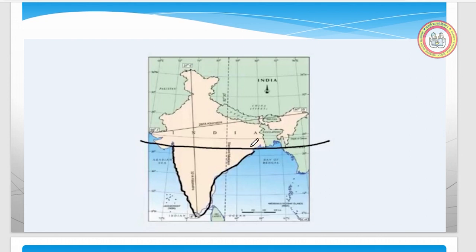India has a land boundary of about 15,200 kilometers. This is the land boundary of our country. And the total length of the coastline, this coastal area in black color, the length of the coastline of the mainland including Andaman and Nicobar and Lakshadweep Islands is 7,516.6 kilometers.